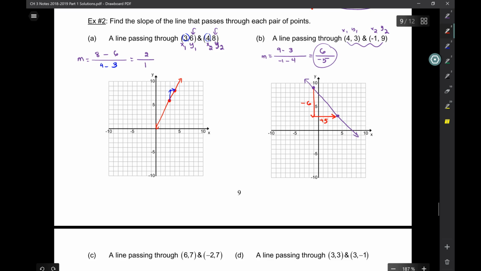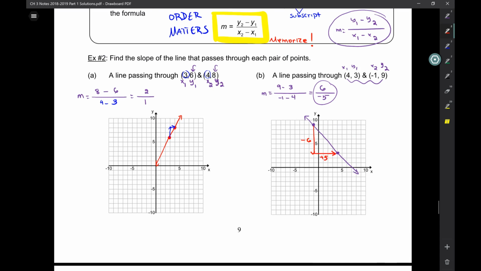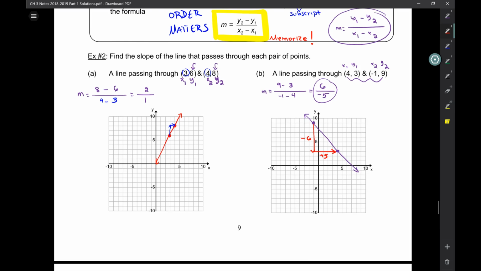Okay, now here's a little bit about negatives. So here we got 6 over negative 5. The point is that there is one negative. This is the same as negative 6 over 5. As long as you have one negative, it doesn't matter whether you put it upstairs or downstairs. So now, do you see how it's down 6 to the right 5? Or you could have done up 6 and to the left.